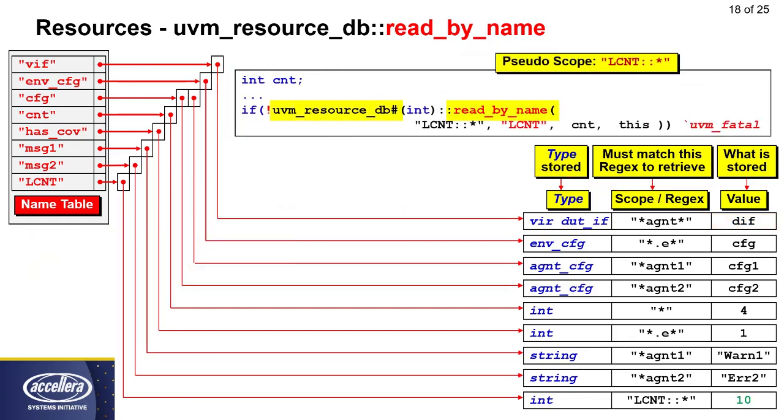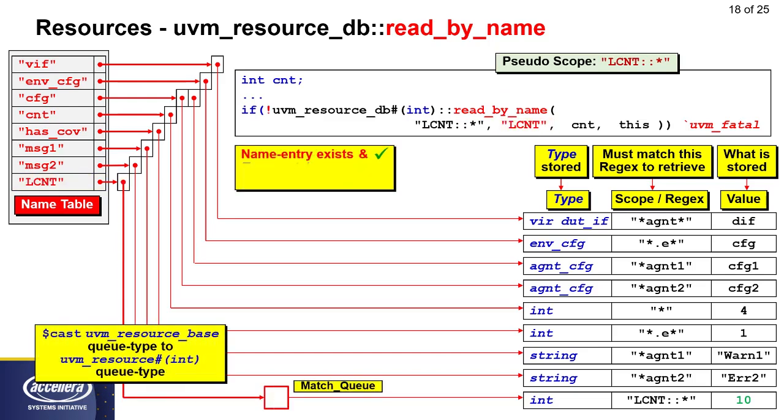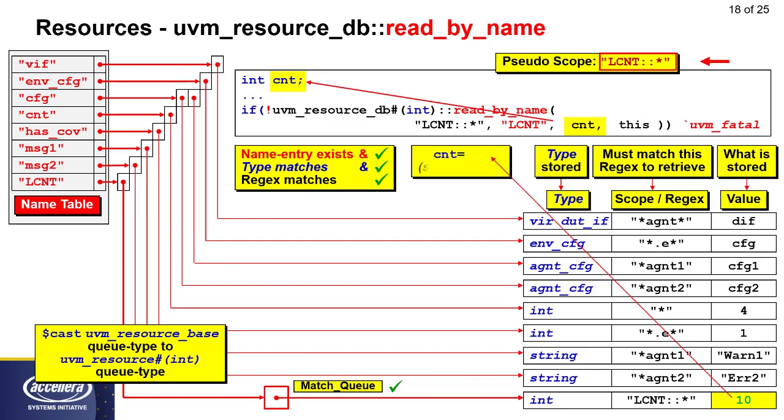In this final read by name example, the UVM resource DB command includes a match string called lcount:, often referred to as a pseudoscope since it does not match an actual component scope. UVM verifies that there is a name table entry called lcount, then verifies that the resource types match. And finally, UVM verifies that the lcount: wildcard matches the match string in the UVM resource DB command. In this example, the sequence declared an int variable named count. The retrieved integer value 10 is then assigned to the declared count variable.